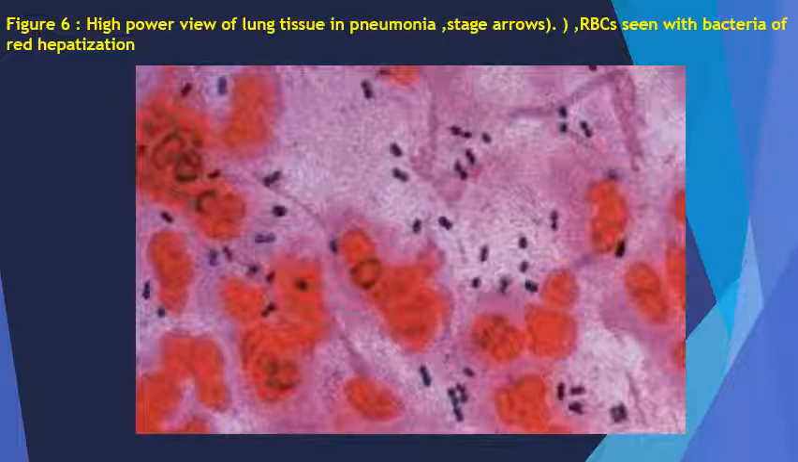This is diplococci pneumonia. Look at the diplococci. I think in microbiology you will have more detail on the characteristics of the bacteria. But here, pneumococcal pneumonia, the main cause of this type of community-acquired bacterial pneumonia, appears as diplococci. This is the bacteria in a high power view of the lung tissue.